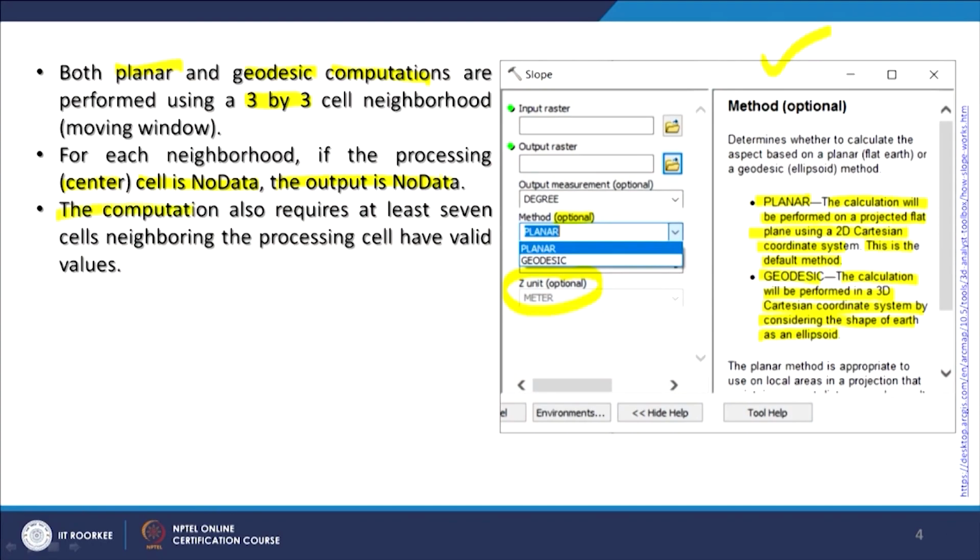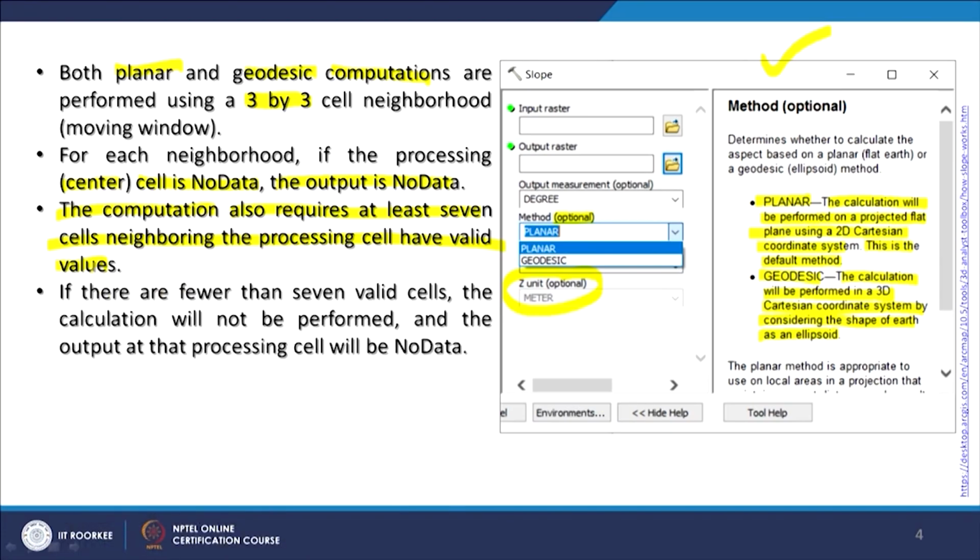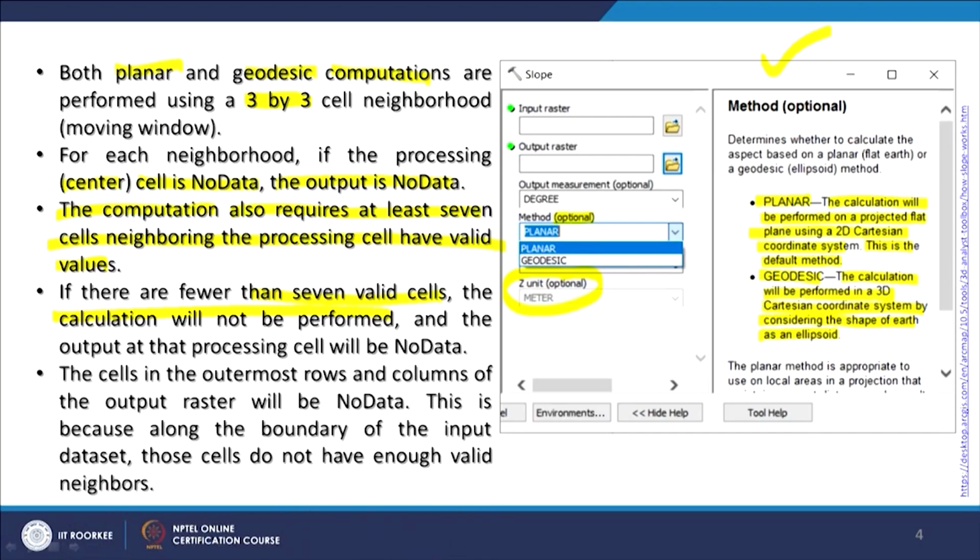The computation also requires at least 7 cells neighboring the processing cell which have valid values. Even if a single cell has no data, nothing can be done. So, you can also imply that if there are fewer than 7 valid cells, the calculation will not be done. Only in case of 7 will the calculation be done, but if you have more no data, of course the output would be no data.